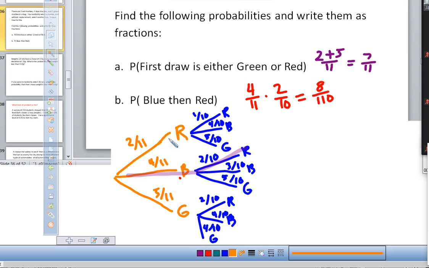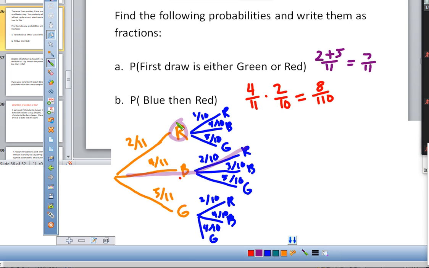Now, if I got to the red, say I'm standing right here, now I only have 10 marbles, and only one of them is red. So from here I could go red, blue, or green, but I only have a 1 out of 10 chance of red because I only have 1 red left. 4 out of 10 blue, 5 out of 10 green.